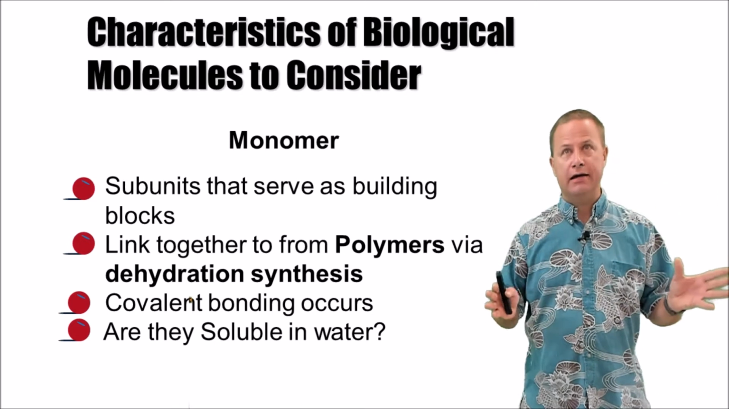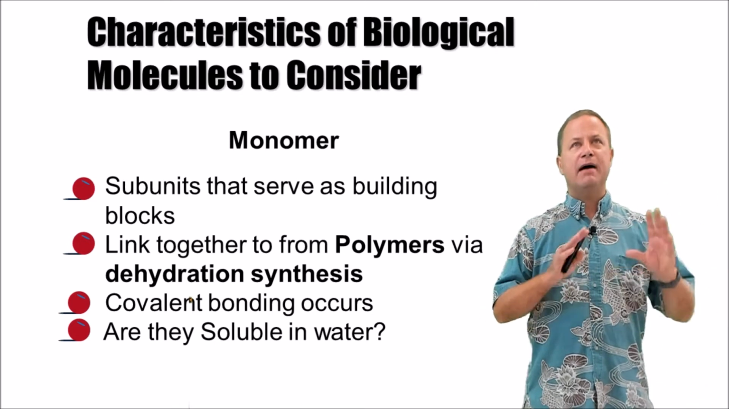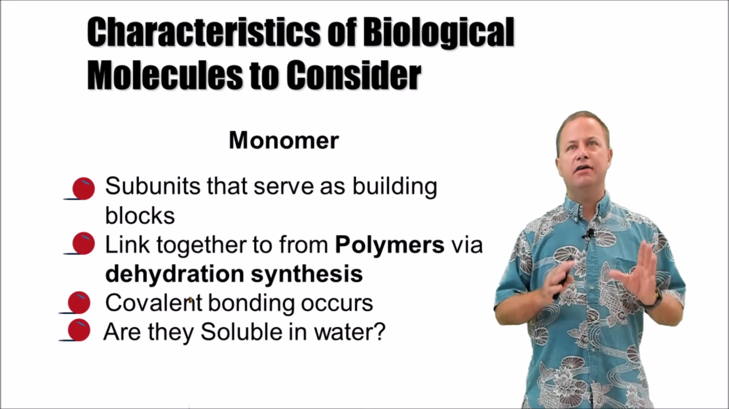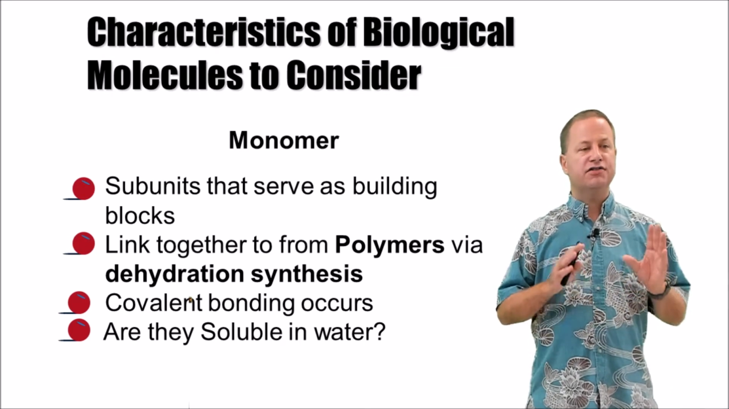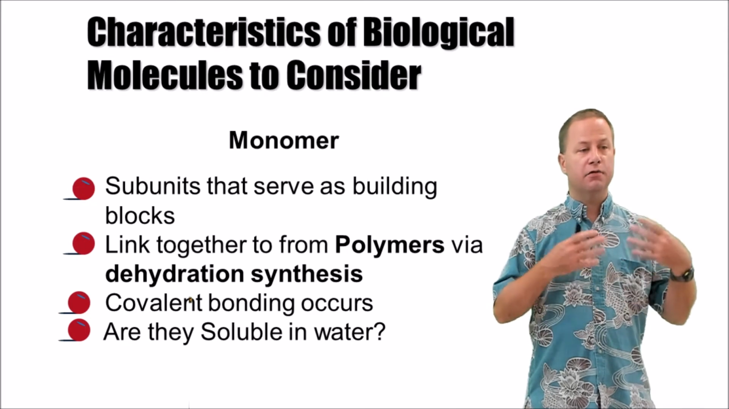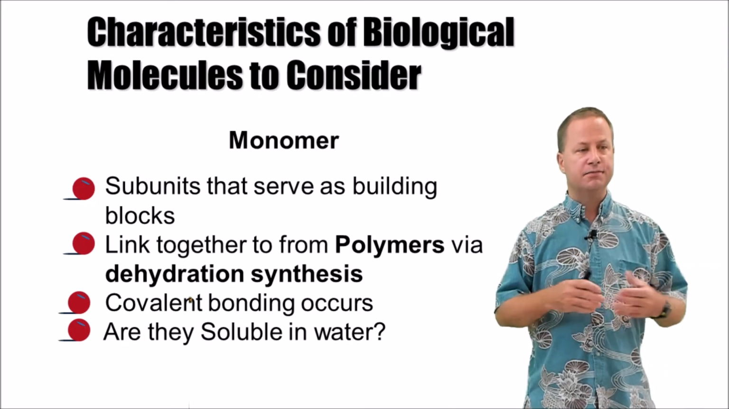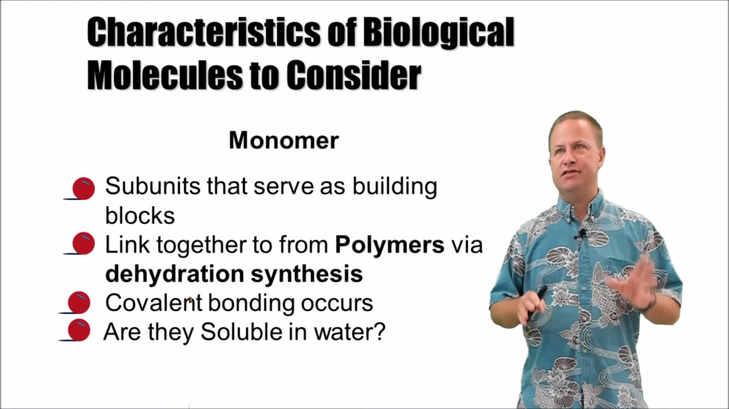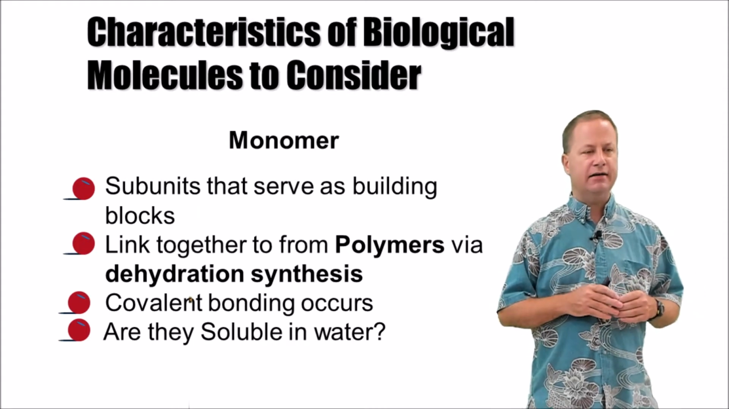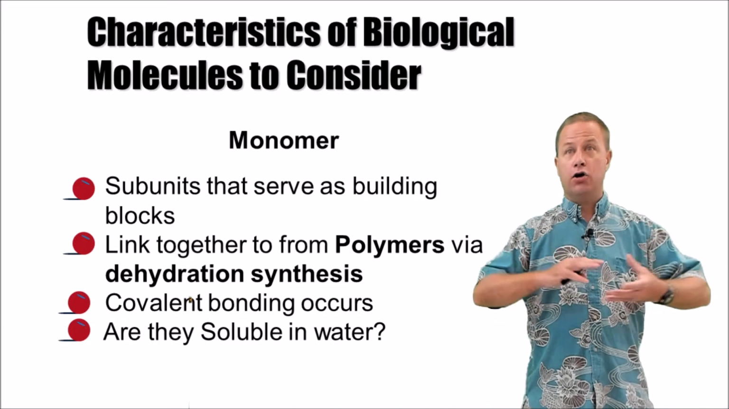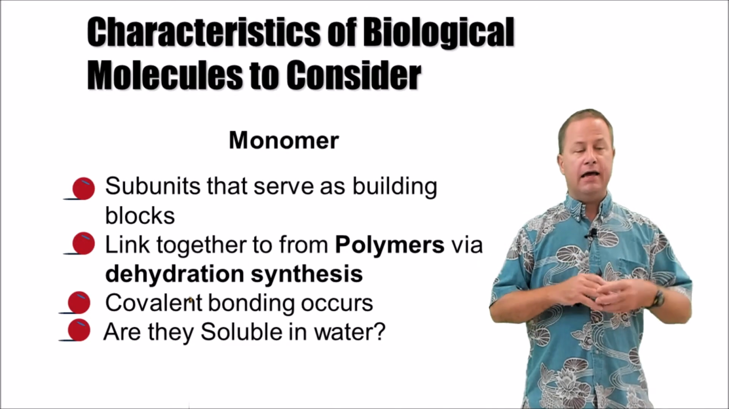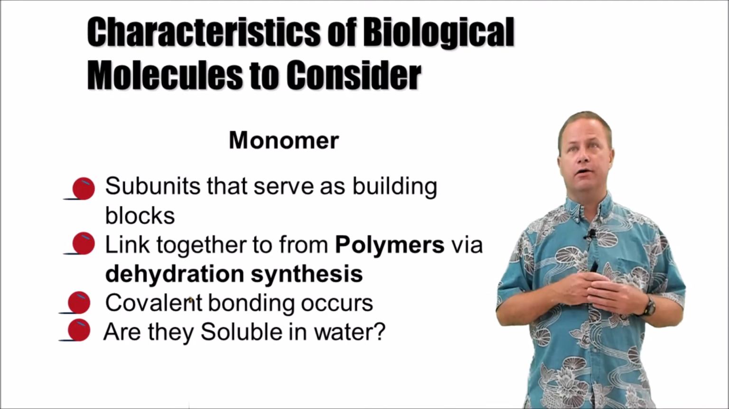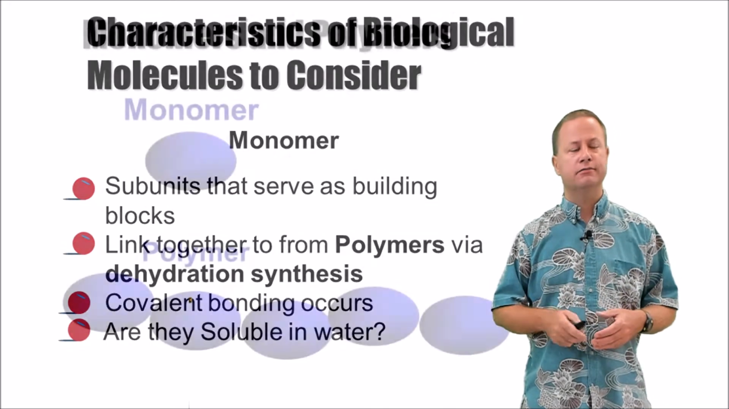Macro means big and micro means small. So these macromolecules are based on smaller molecules called monomers. Mono here means one. So monomers are subunits that serve as the building blocks for these larger molecules called polymers. So monomers link together by a process called dehydration synthesis, and we're going to demonstrate that in just a minute. And covalent bonding occurs when these bonds are formed. And you want to ask yourself, for each of these different macromolecules, are they soluble in water? Because some are and some aren't.